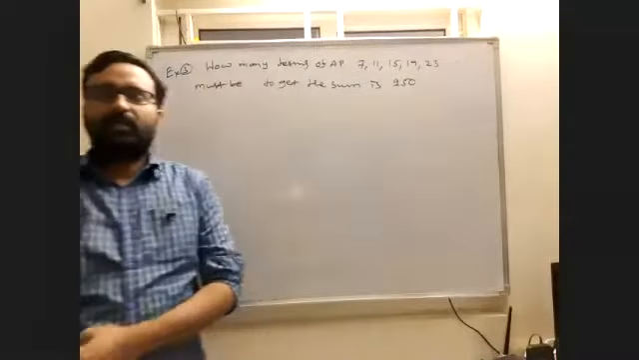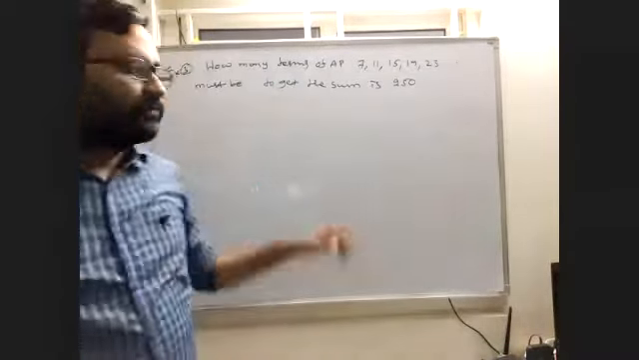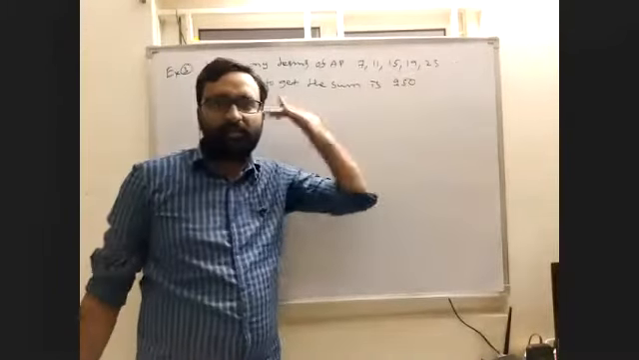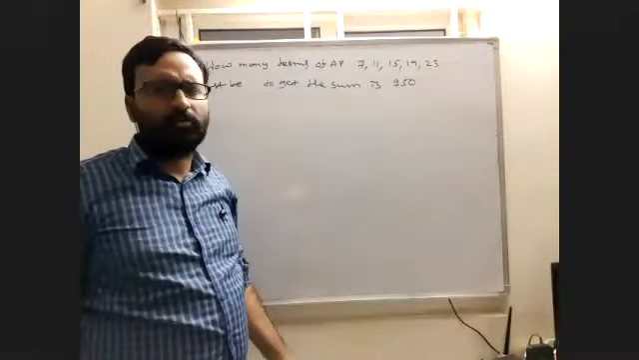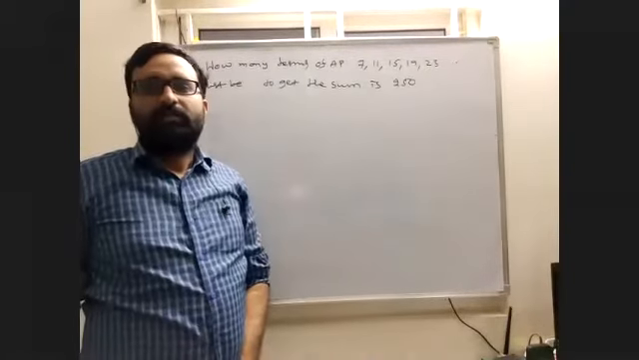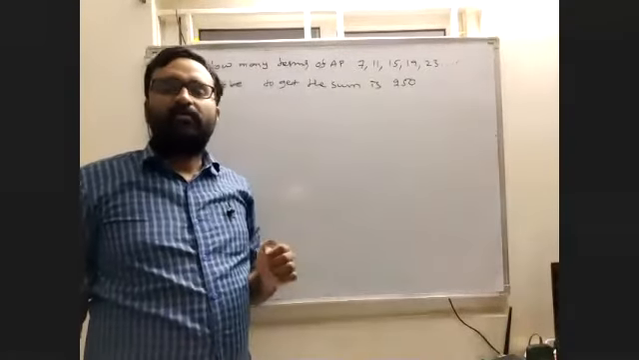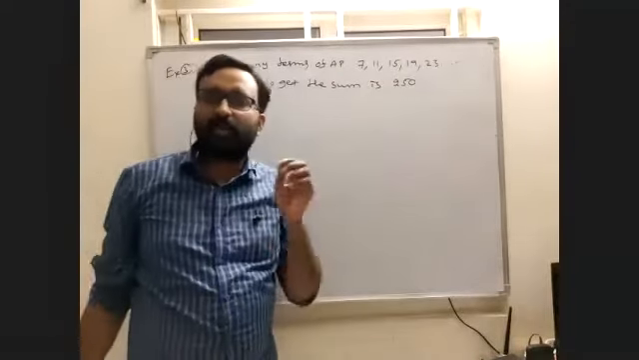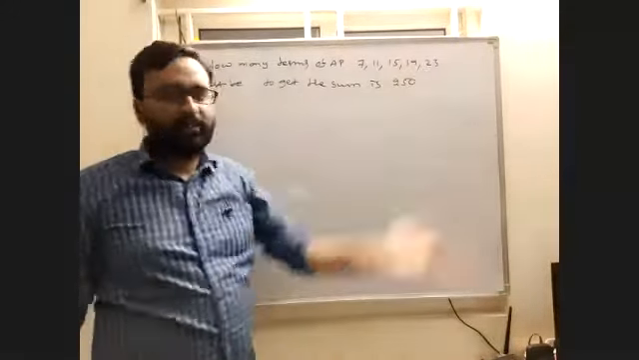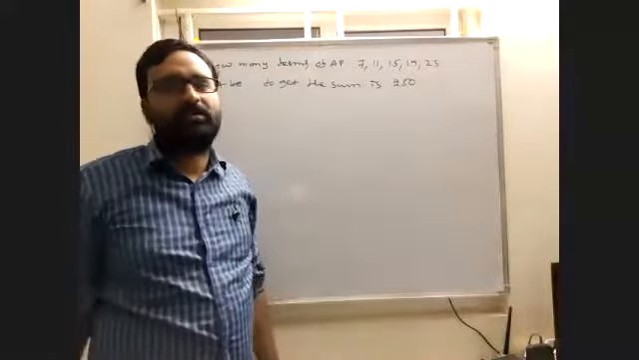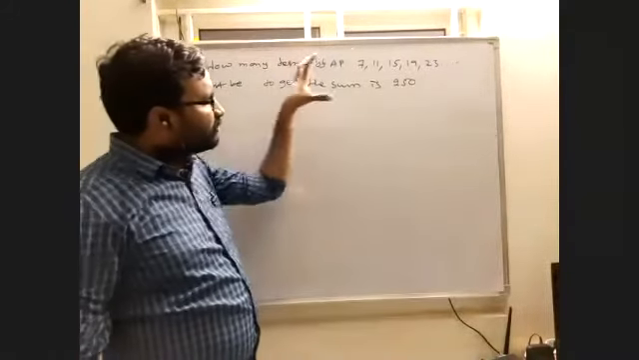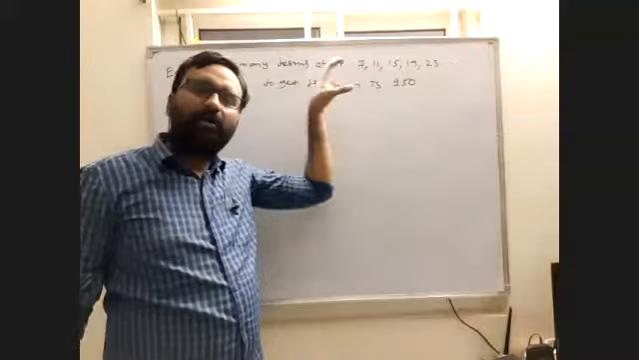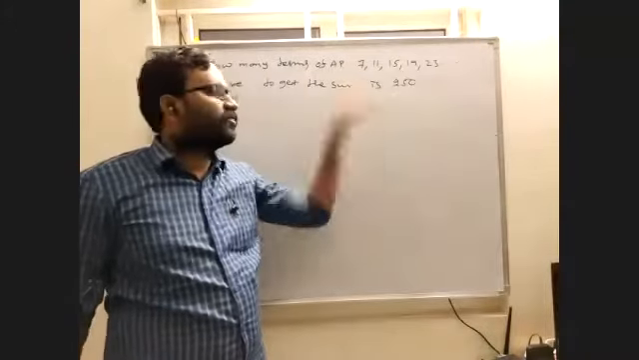See here, the AP series is given, but the nth term is not given. The last term is not given, no problem. But the problem is that the number of terms is not given. Why? Because in the formula we have small n. The number of terms is not given, but the sum of all these terms is given as 250.